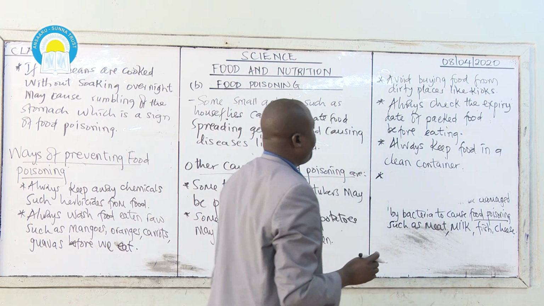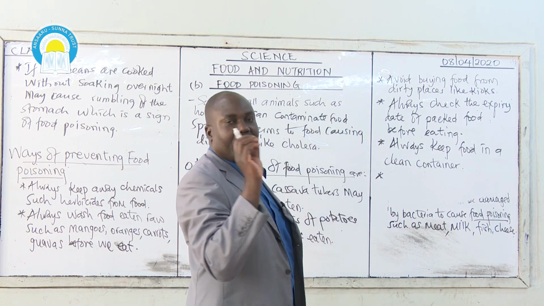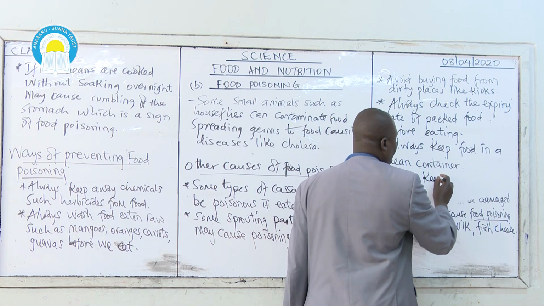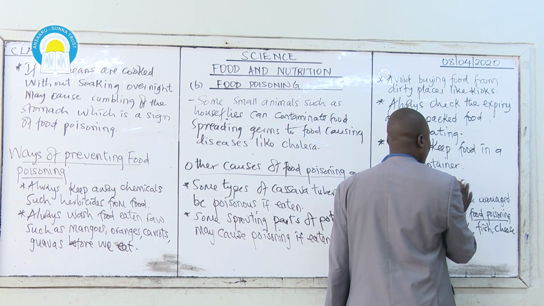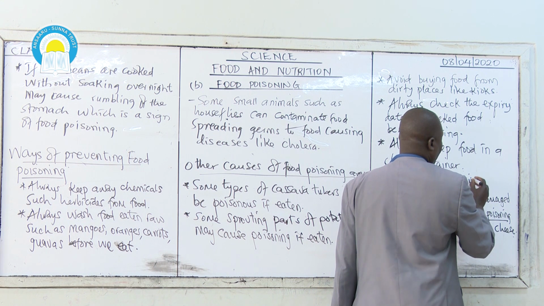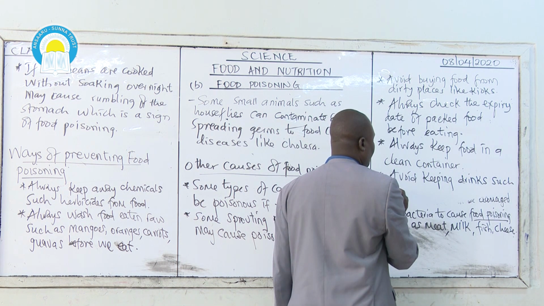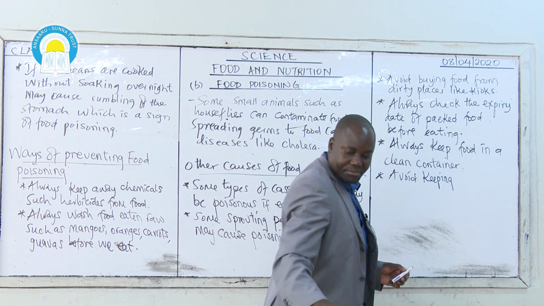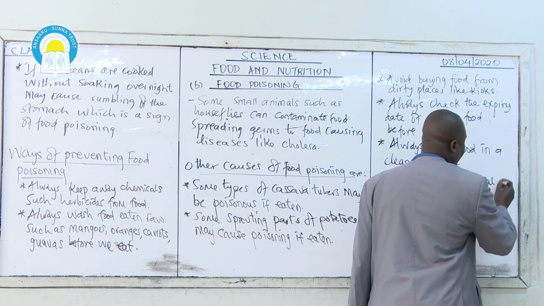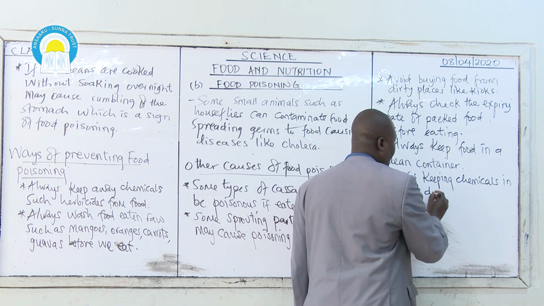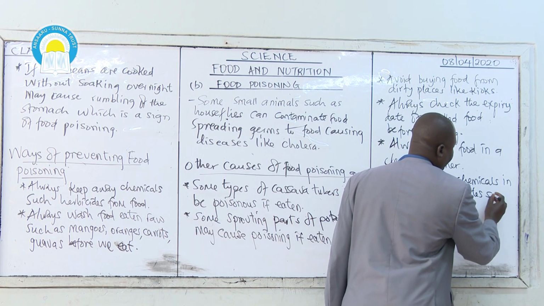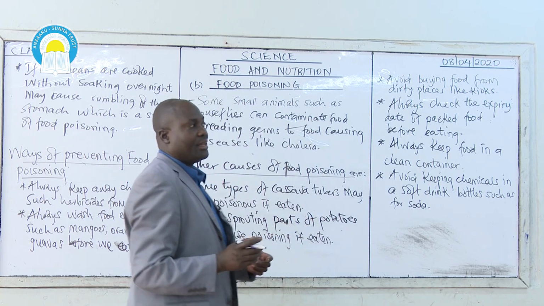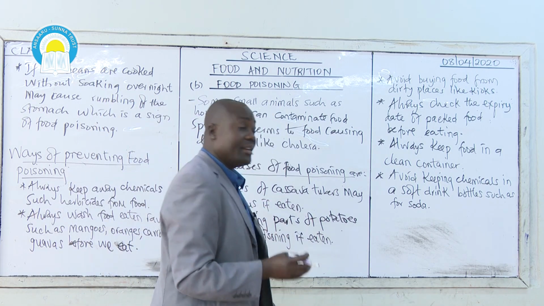The next one is you can also prevent food poisoning by avoiding keeping chemicals in soft drink bottles, such as soda bottles, as this may cause poisoning. And if it causes poisoning, it can cause even death.